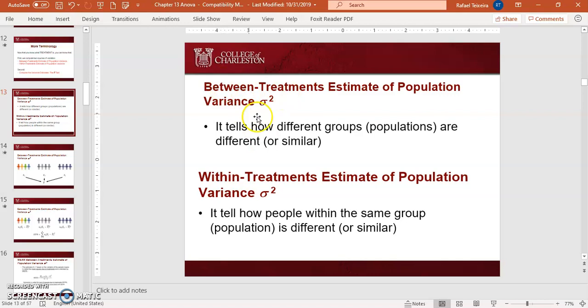So the between treatment estimate of population variance is measuring how much groups differ, and the within treatment estimate of population variance tells how much people within the same group differ. So this one looks at the difference between groups, and this looks at the difference within groups, people in the same group.